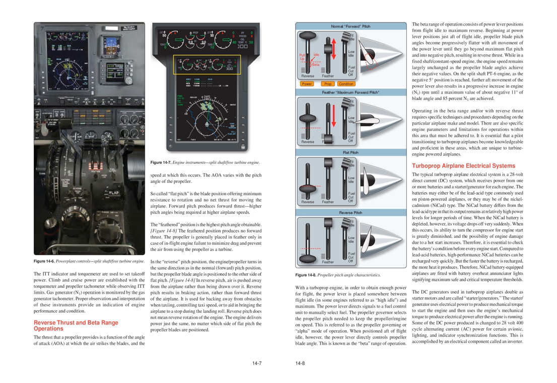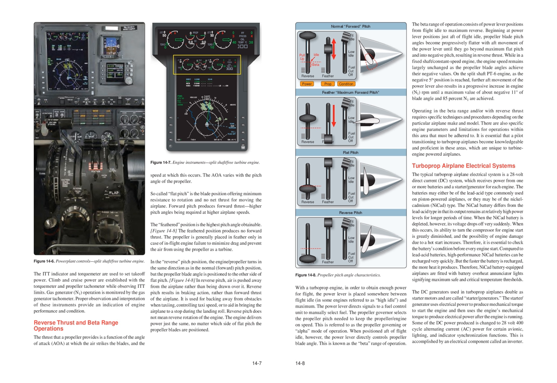Operating in the beta range or with reverse thrust requires specific techniques and procedures depending on the particular airplane make and model. There are also specific engine parameters and limitations for operations within this area that must be adhered to. It is essential that a pilot transitioning to turboprop airplanes become knowledgeable and proficient in these areas, which are unique to turbine engine-powered airplanes.